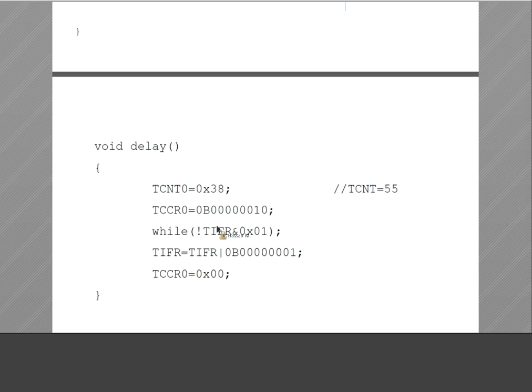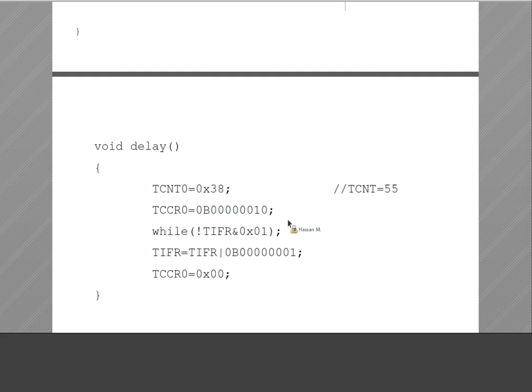Here, TIFR AND with 01 is masking, selecting only the timer overflow flag for timer 0, from the timer interrupt flag register.